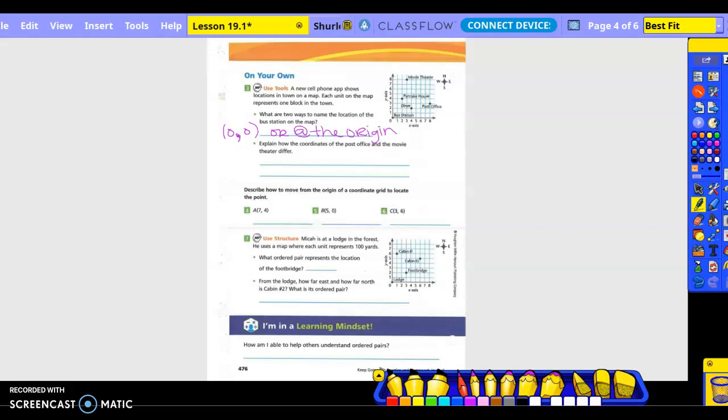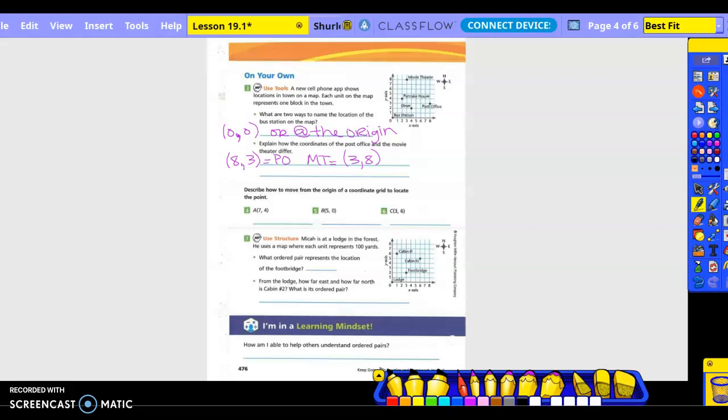Explain how the coordinates of the post office and the movie theater differ. So the post office would be what? 8, 3. Or this is the post office, right? Okay. The movie theater is what? 3, 8, right? So basically the difference is that for the post office, you moved across 8 units on the x-axis and 3 units on the y-axis. And then for the movie theater, you moved 3 units, just in reverse order, right?